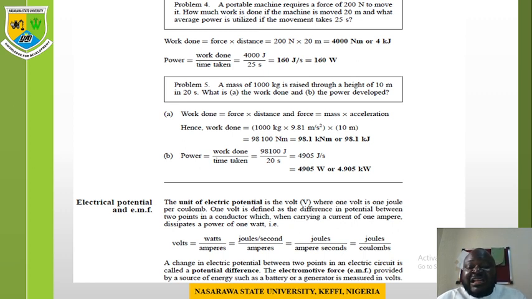A change in electrical potential between 2 points in an electric circuit is called potential difference. The electromotive force provided by a source of energy such as a battery or a generator is measured in what? In volt.